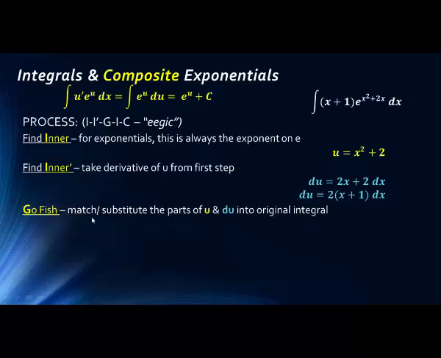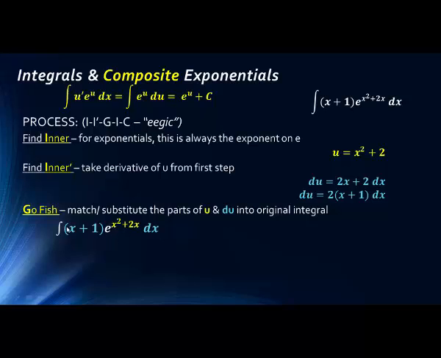So this step is really just about matching and substituting the parts of u and du into the original integral. We're going to use these parts because we were trying to build the integral of e to the u du. Because as soon as we have this, we know that the answer is simply e to the u. All right, so we're going to play Go Fish. The way we do that, we say, okay, is there any x squared plus 2x? Yeah, that's what's in the exponent, right?